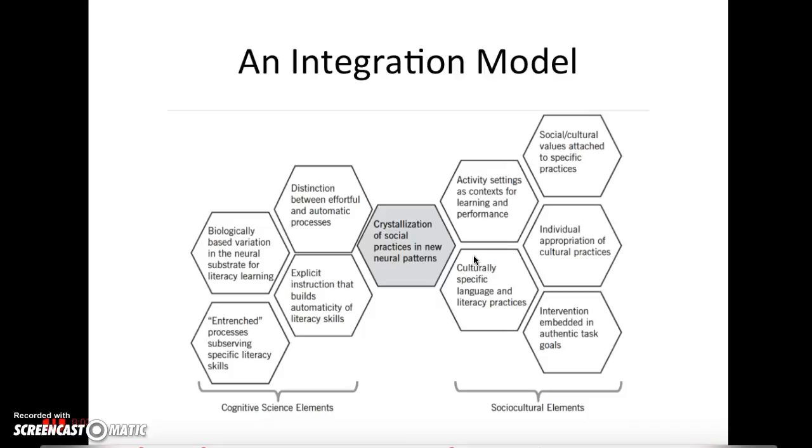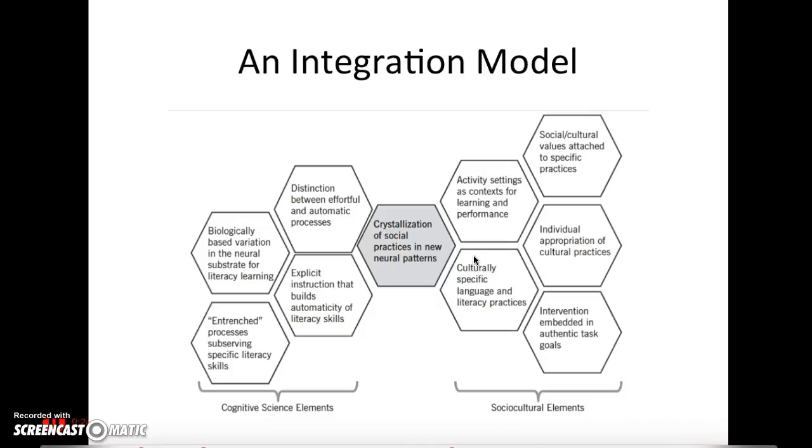This model is leaning towards the emoji models in the sense of literacy is a social practice that is internalized by individuals. So you can see here social practice, i.e. reading, writing, the things that we learn and do in the social world are crystallized in new neural patterns, i.e. short-term and long-term memory. So we start with social practice, and over time, as the factors outside of that particular gray box then inform that.